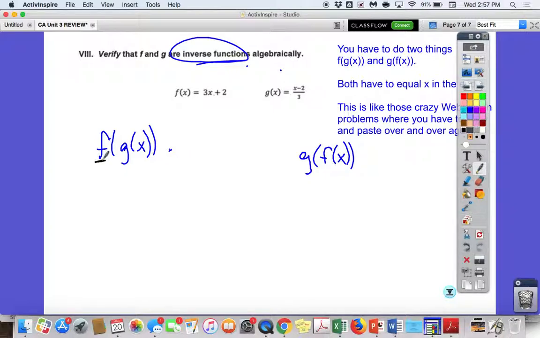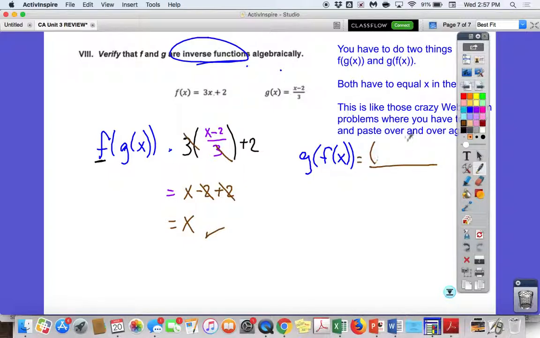So if I start with f, and then I'm going to put g inside of it. Okay, well that's x minus 2 over 3. Everything should reduce out with algebra. So these 3's cancel, and I've got x minus 2 plus 2. The 2's cancel, and I got x. That's what I want. All right, now if I come over here, I'm going to start with g, and I'm going to put f inside of it.